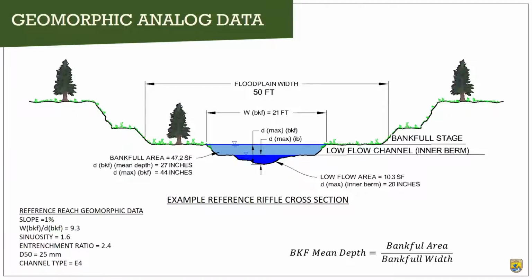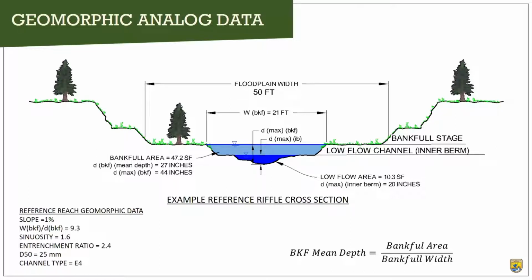This figure represents the reference riffle cross section that we are going to use for design and the data that we need to collect in order to mimic this cross section in our new geomorphic analog design crossing structure. So that data that we need includes the width at bankfull, the bankfull mean depth, the bankfull area, and the low flow channel cross-sectional area. So here's the bankfull area and here's the low flow channel area.